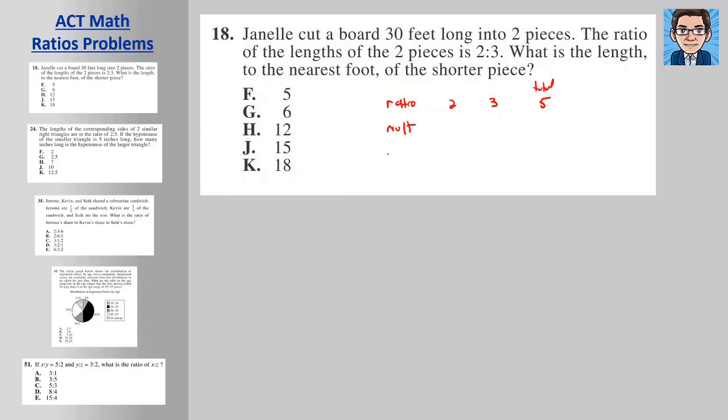We're going to leave space for a multiplier, and then the total that we know is 30 feet is the overall total, so that's going to go in the last column, the total column, which gives us the multiplier of 6. 5 times 6 is 30. We've got to put a multiplier the same across all columns, and then 2 times 6 is 12. 3 times 6 is 18. They're looking for the shorter piece, so that's going to be 12.